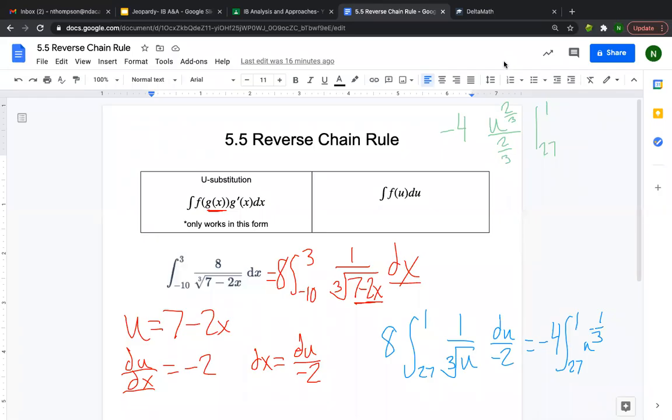So here I end up getting -6 times 1 to the 2/3 minus 27 to the 2/3 power, which is -6 times, so I could have 1, the cubed root of 1 is 1 squared is 1. And then the cubed root of 27 is 3 squared is 9. So then we have -6 times -8, which is +48 as my final answer.